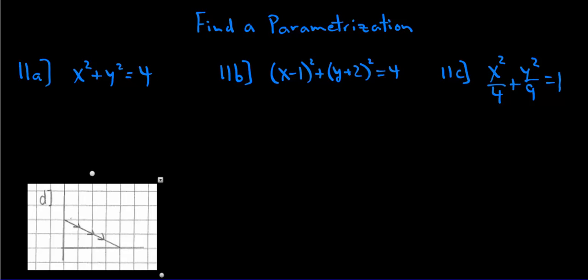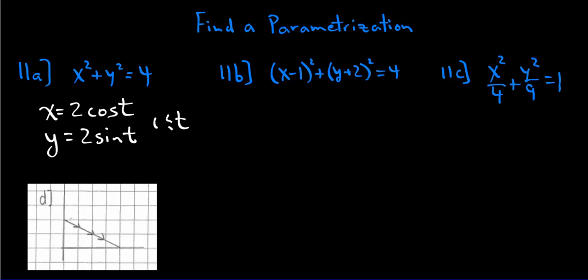Okay, let's look at how we would find the parameterization for a few of these curves. First of all, this circle, x squared plus y squared equals 4. This is just going to be x equals 2 cosine t, y equals 2 sine t. And if you want the complete circle, t is going to go between 0 and 2 pi. So this is just basic ones.